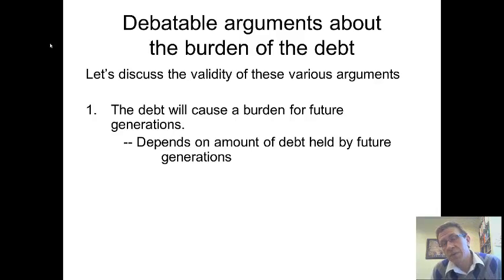That said, if people outside the U.S. own debt, that means future generations of Americans will be paying future generations of, say, Chinese. Then this argument's a lot more legitimate. When I first started teaching macroeconomics, I actually called this a bogus argument about the debt, that debt would cause a burden for future generations, because so much debt was owned by U.S. citizens. The percentage owned by U.S. citizens is getting smaller, though.